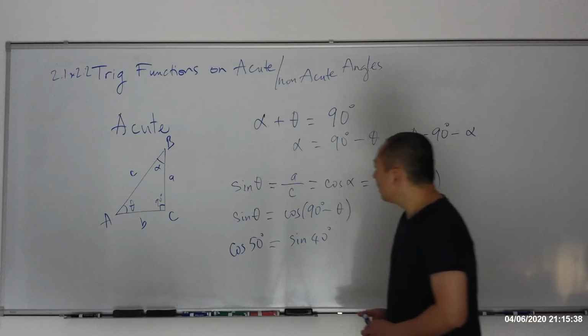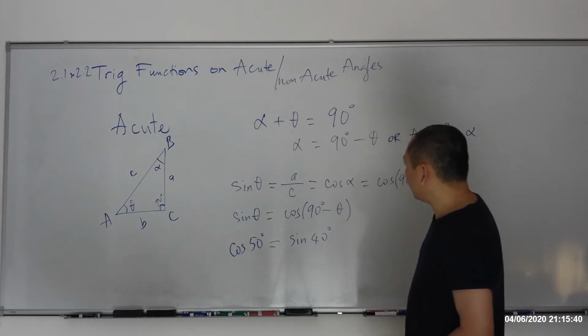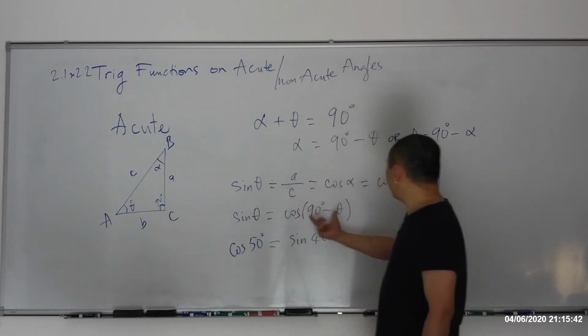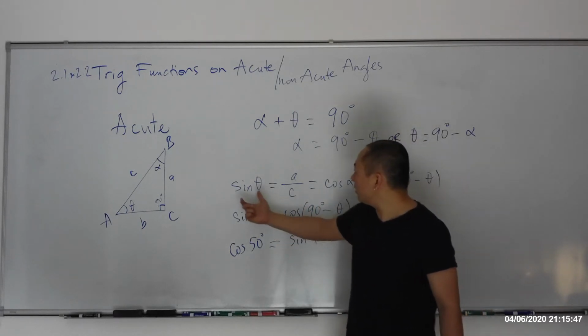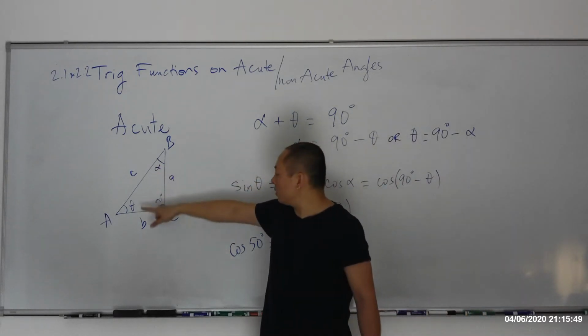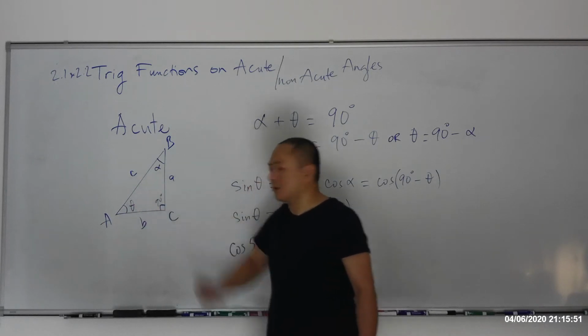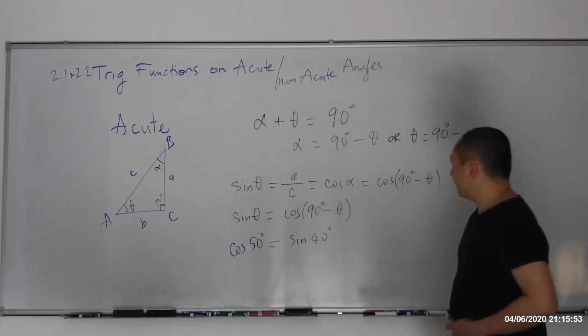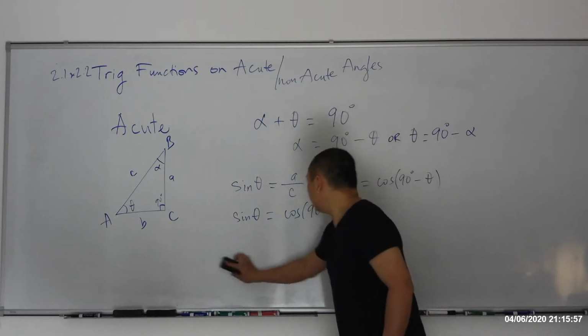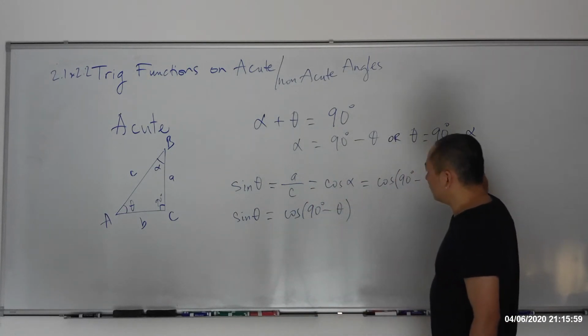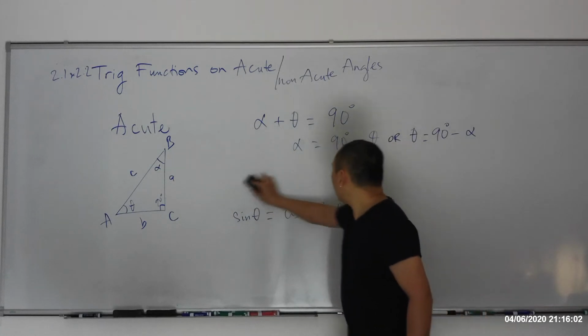Similarly, what if we talk about tangent and cotangent? Of course, sine theta is equal to cosine of 90 degrees minus theta. You can do, say, the other way around. Sine of alpha is going to be equal to cosine of 90 degrees minus alpha. It's going to be the same thing. Okay? So our first formula: sine of an angle is going to be equal to cosine of the complementary angle.